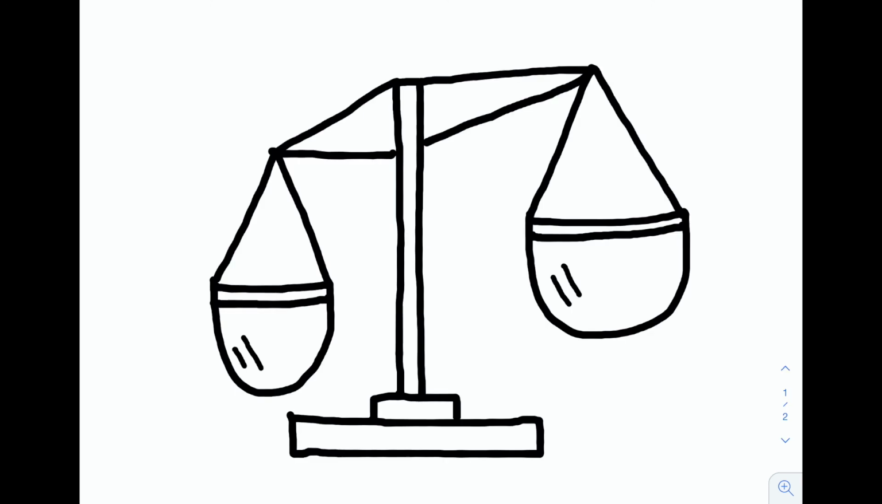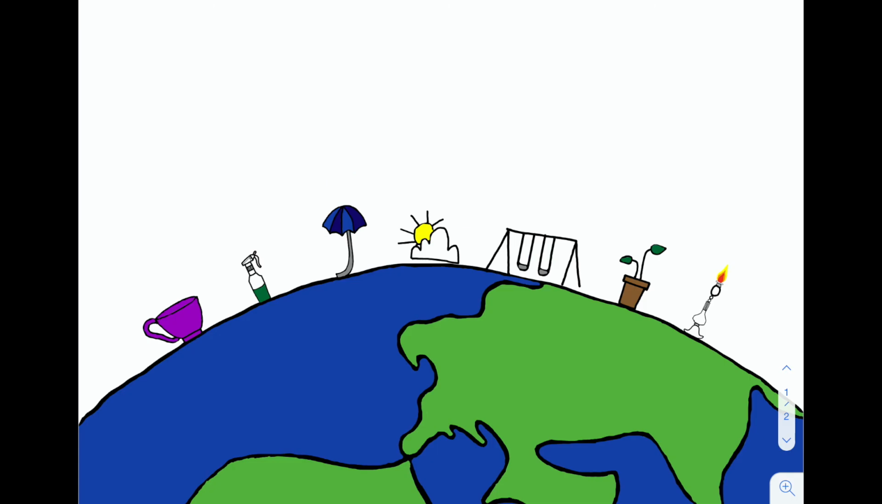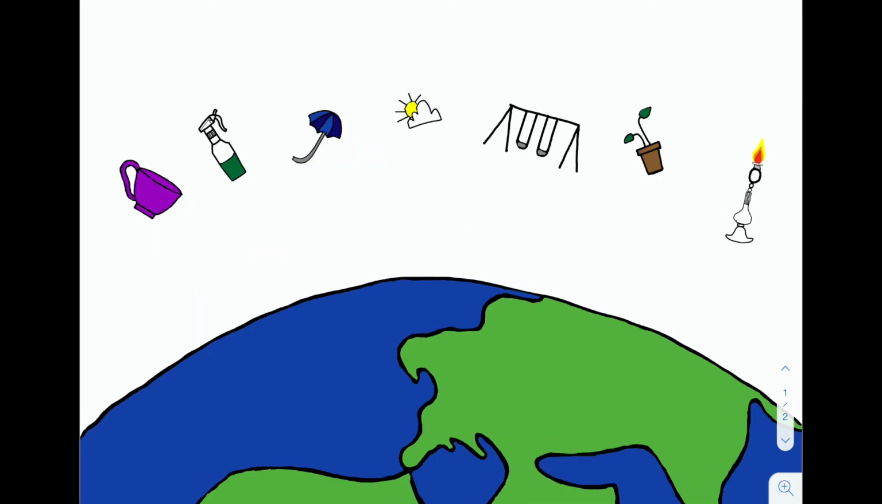So first I'm going to start off with an explanation of what gravity is. Gravity is a force that pulls an object's center towards another object's center. The larger the object's mass, the stronger the gravitational pull is. Earth's gravity is what keeps things held to the ground, otherwise everything would just float away. Earth's gravity is what causes things to fall.